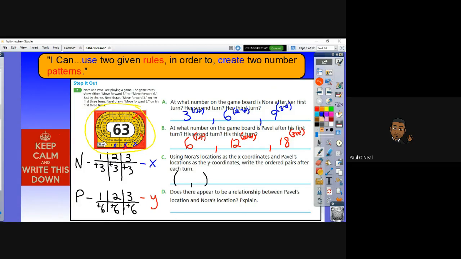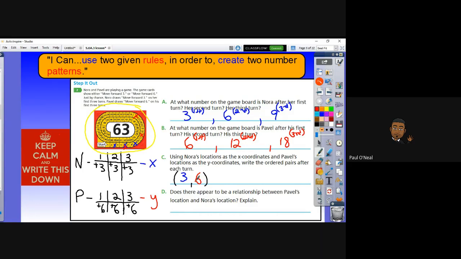So what then would be the first coordinate? Well, I'm going to use her numbers from A. Her first move, she landed on 3. And Pavel's first move, he landed on 6. So that right there is my first ordered pair, 3, 6. X is being represented by Nora. Y is being represented for Pavel. So that's how I got that.